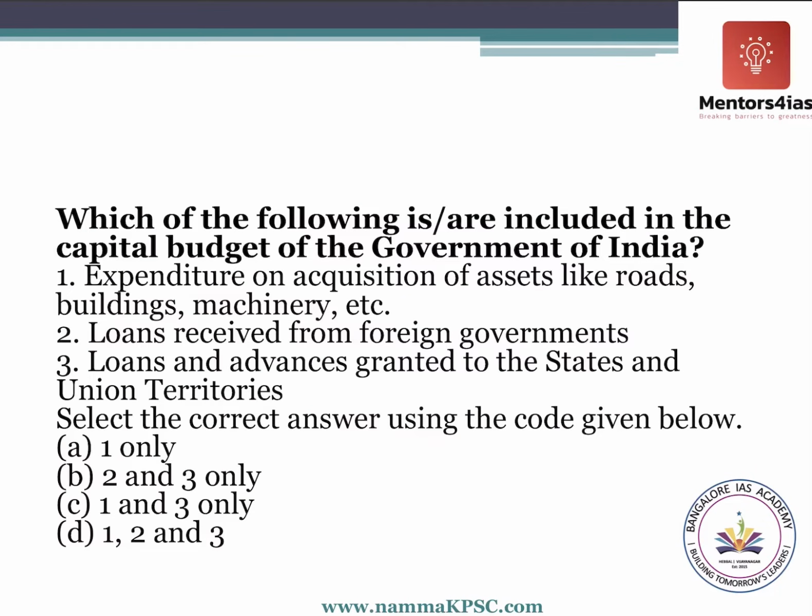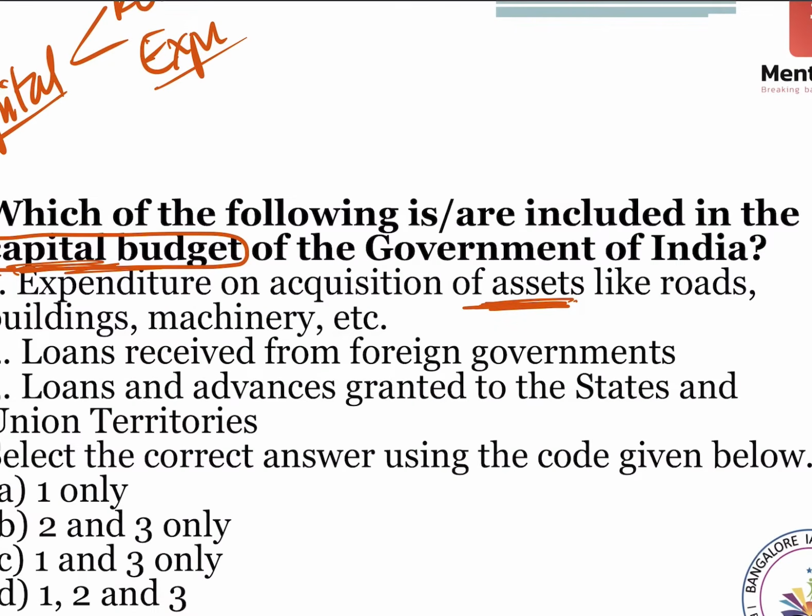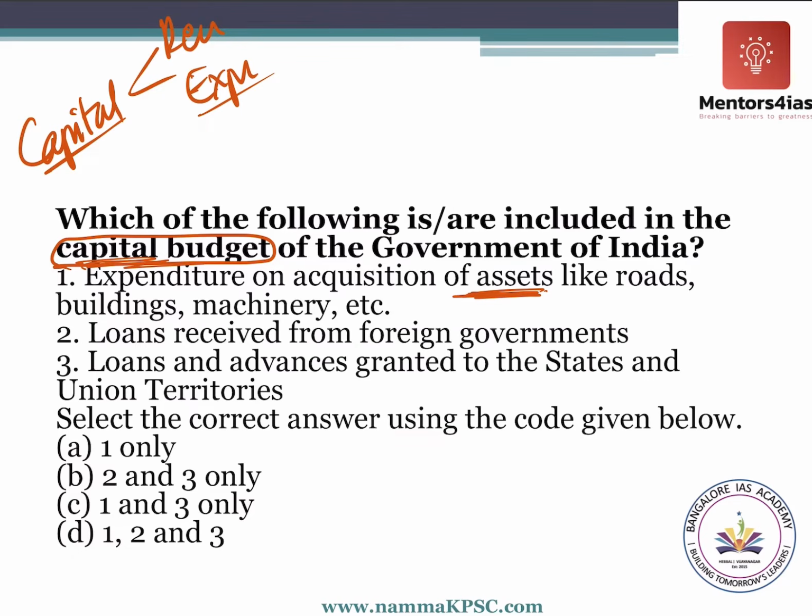Next question. Which of the following is included in the capital budget? So here they are not asking whether it is income or expenditure. So it can be capital receipt, or it can be capital expenditure. So which of them is included in the capital budget? Expenditure on acquisition of asset. When you are creating an asset, it is capital expenditure. Then loans received from the foreign government. This is also a receipt, but it is capital receipt. So this is also correct.